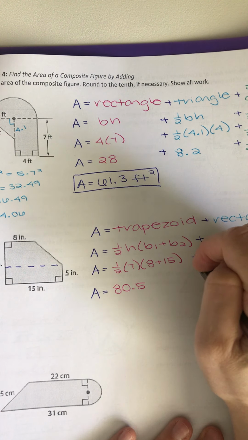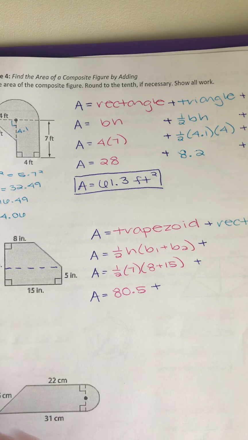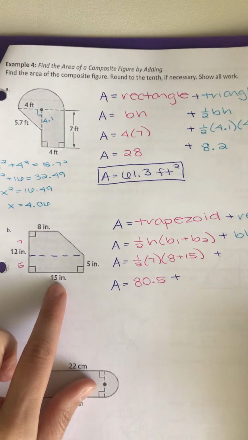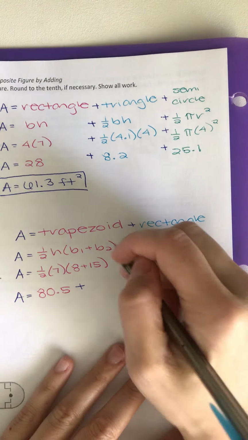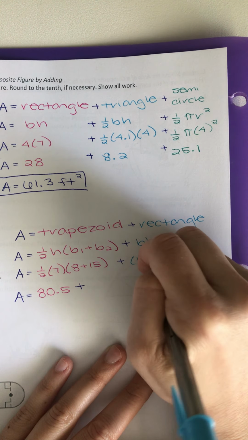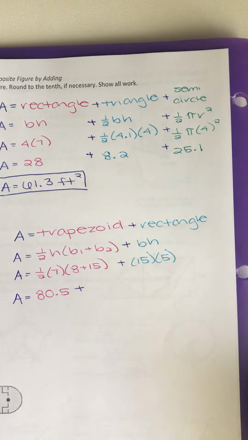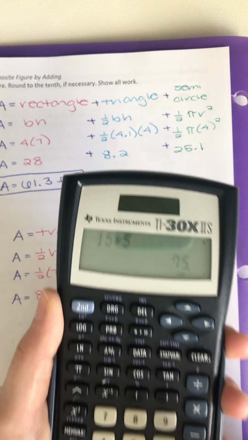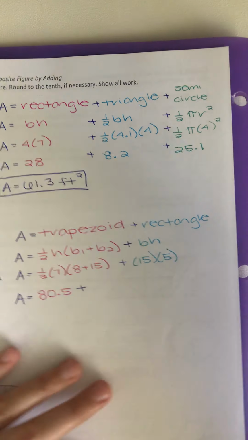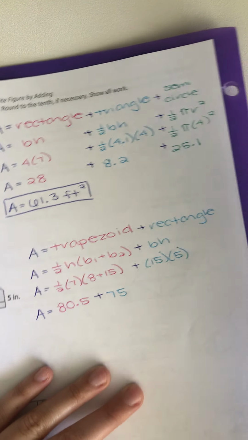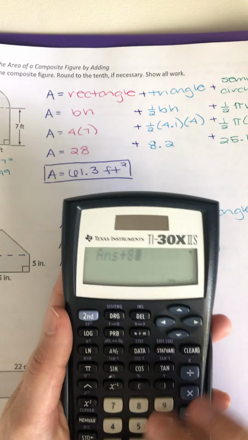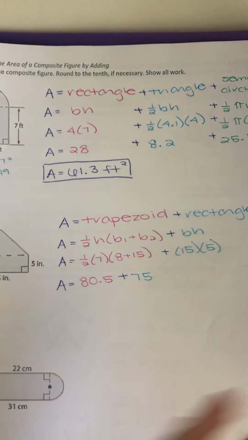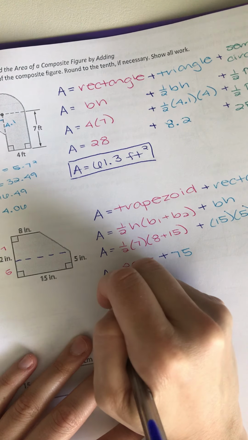So now I'm going to just add that rectangle part. My rectangle is just base times height. My base, my height. 15 times 5 is 75. I'm going to add 75 to 80.5 to get my entire figure is 155.5 inches squared.